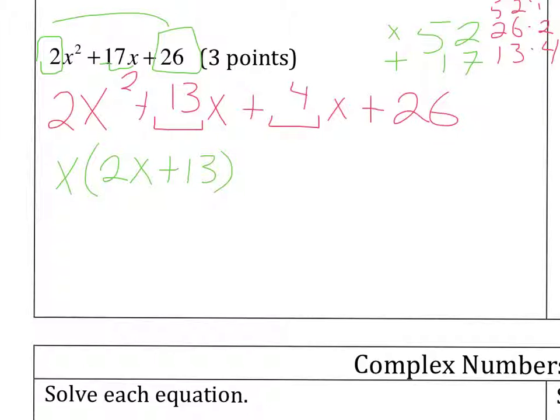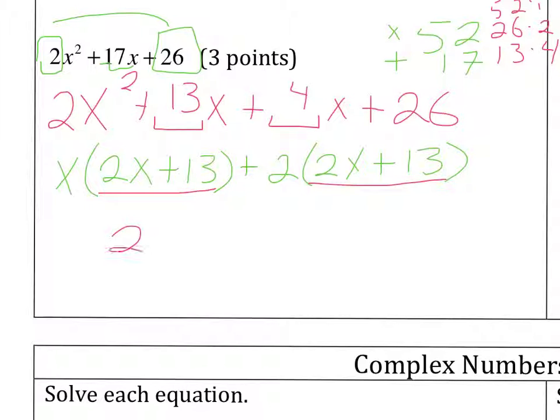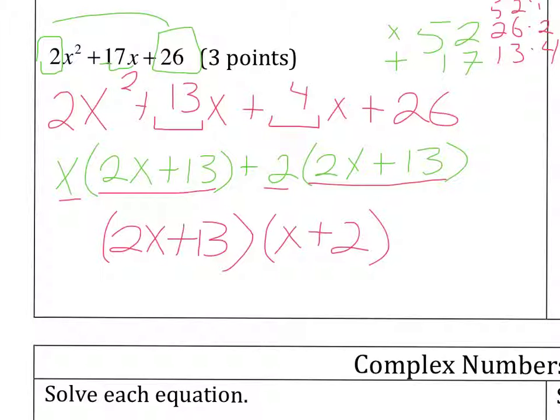The next I've got 4x and 26. They look like they have a 2 in common also. So if I pull out a 2, I've got 2x left over and a 13 left over. Now I've got 2x plus 13 in both places. And I've got an x and a plus 2 left over. That worked out kind of nicely.